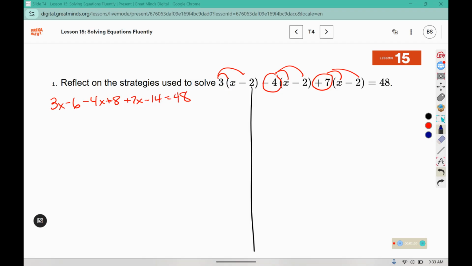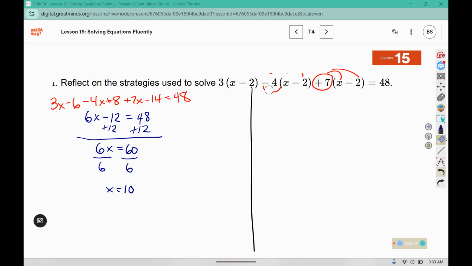Then we will combine our like terms. So 3x minus 4x, that's negative 1x, plus 7x. Negative 1 plus 7 is 6x. Negative 6 plus 8 would give us positive 2. Positive 2 plus negative 14 is negative 12. Move the 12 to the other side by flipping it from a negative to a positive. And that gives us 6x equals 60. So then we can divide both sides by 6. And we get x equals 10.